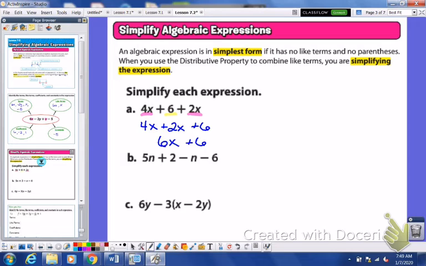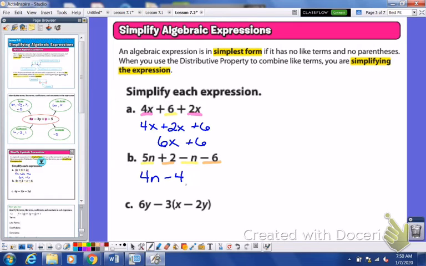Okay, so part B, 5n plus 2 minus n minus 6. I see a 5n and a negative n. I see a 2 and a negative 6. Okay, so if I combine those like terms, 5n minus n, or minus 1n, would give us 4n. 2 minus 6 will give us a negative 4, so 4n minus 4.